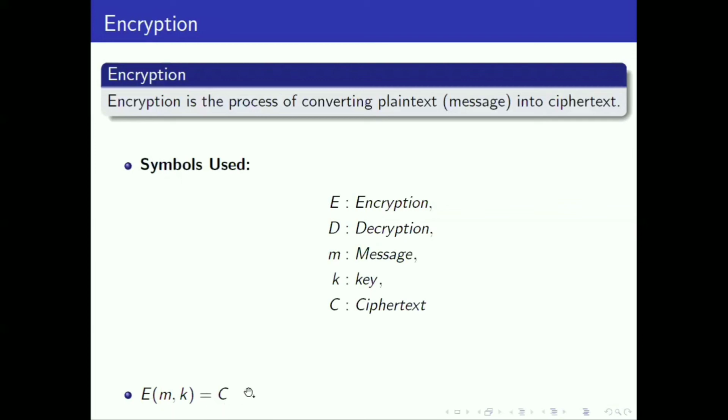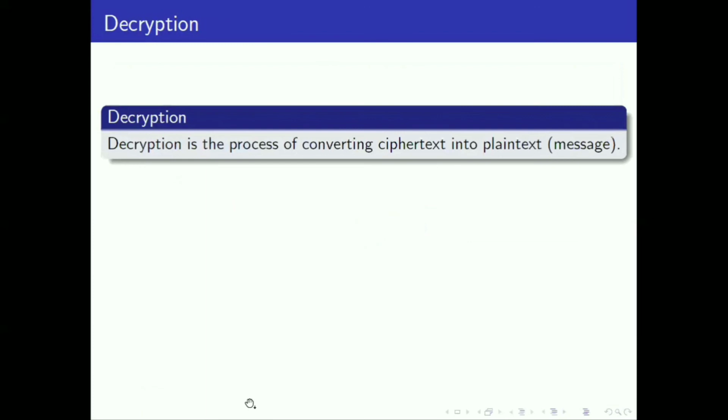Now this C will be sent to the receiver, and then on the receiver's device decryption will happen. Decryption is the process of converting ciphertext into plain text. So how will decryption happen? The decryption algorithm takes key K. Here the key used in encryption and decryption is the same.